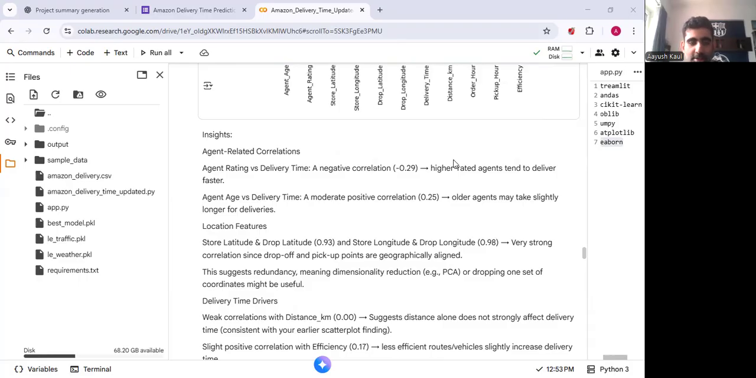The location features are that store latitude and drop latitude and store longitude and drop longitude show a very strong correlation since drop off and pickup points are geographically aligned. This suggests redundancy, meaning dimensionality reduction. Example, PCA or dropping one set of coordinates might be useful.